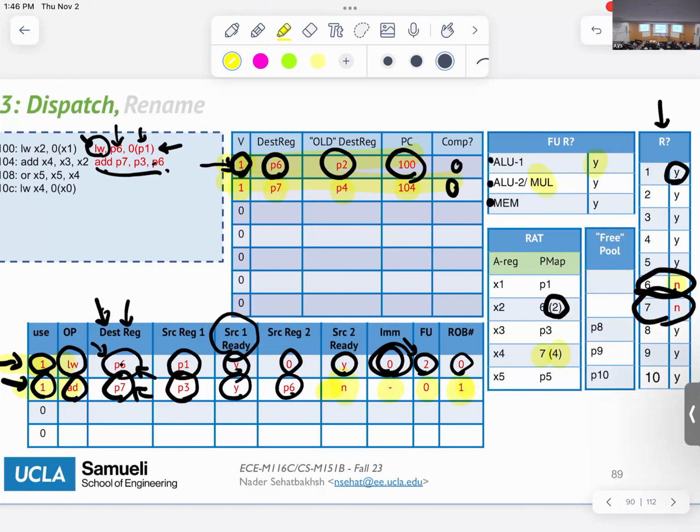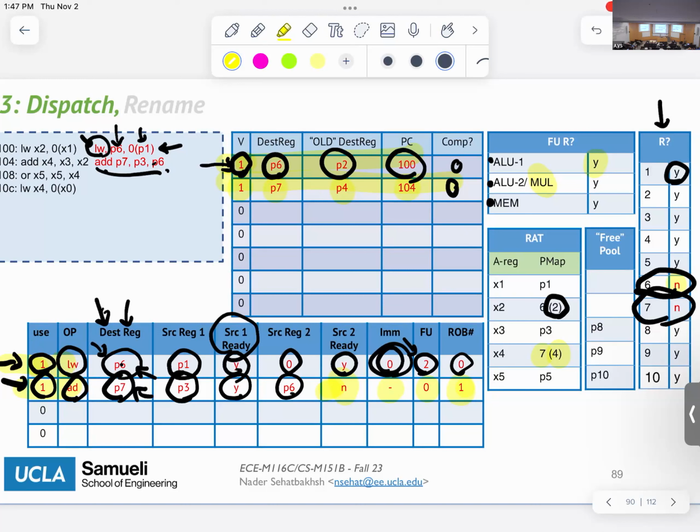Question: how do you select an entry in the RS when you want to select? Technically, you basically start from the top and see who is ready, and then you put it down. I didn't really explain how the hardware works, but there's a tiny bit of checking that's happening, and whoever is ready is going to go. But in terms of implementation, you just look through the entire table, see whoever is ready, and you just put it down.